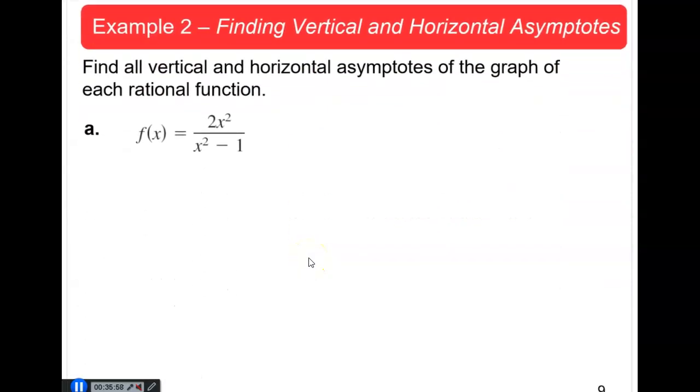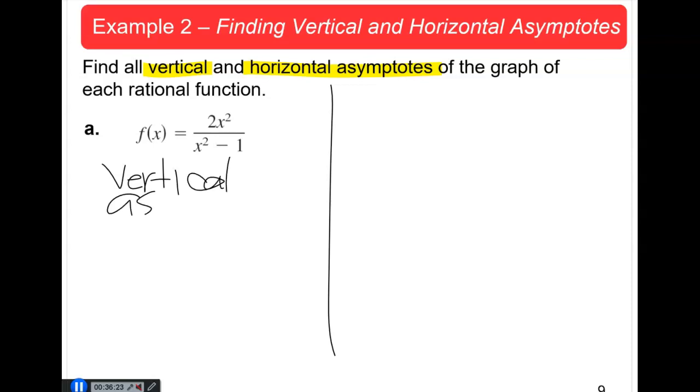Okay, example 2. We're going to be finding all vertical and horizontal asymptotes of the graph of each rational function. We're not going to graph them, we're just going to find the vertical and horizontal asymptotes. So let's get started. First, let's work on that vertical asymptote. So you know it's going to be x equals a number. We need to find that number. Or we might have more than one. In this case, we will.